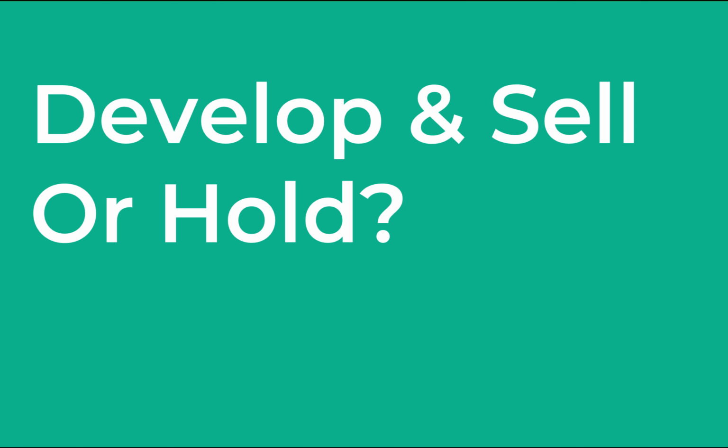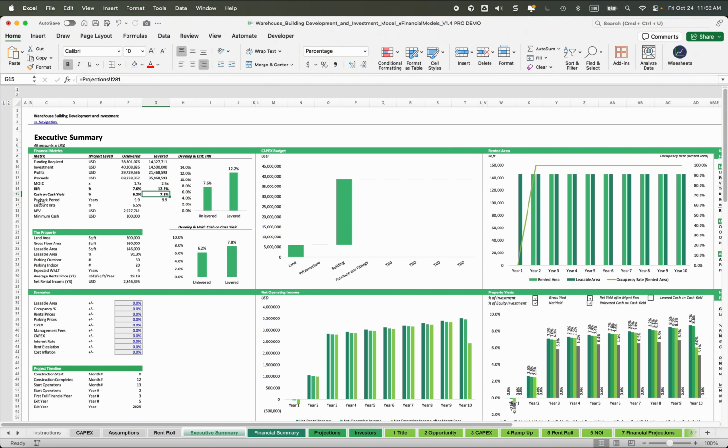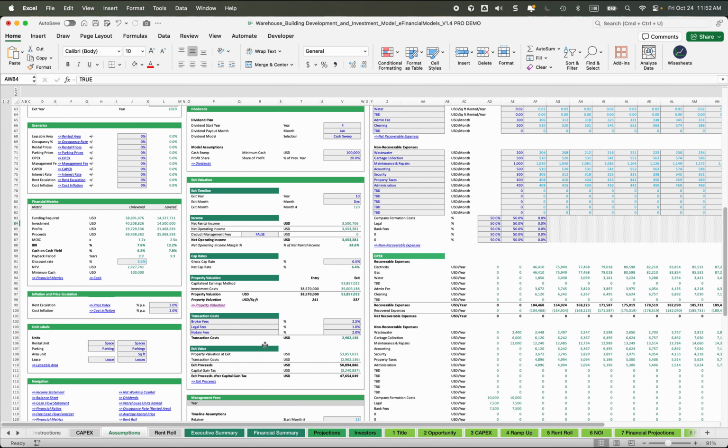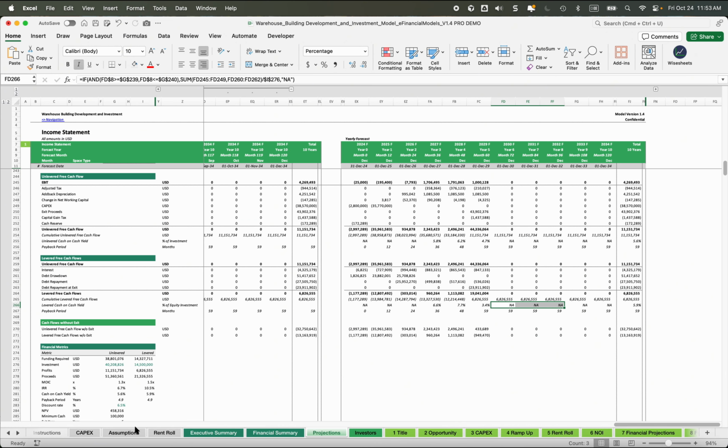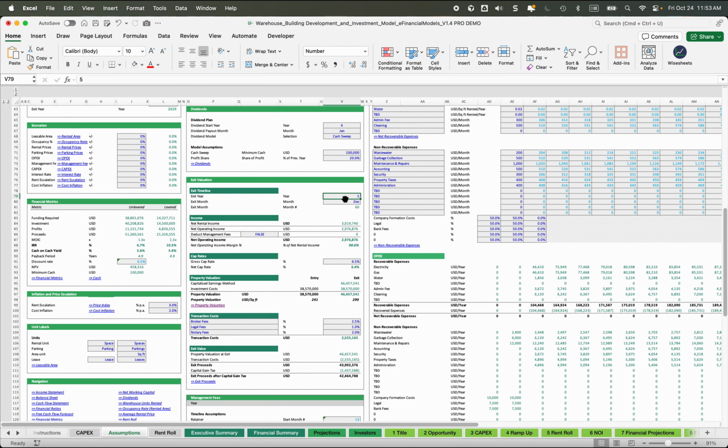Now let's look at scenarios. One scenario is: are we going to develop and sell, or develop and hold? Let's look at our business case. Basically, IRR is for develop and sell, and cash on cash is for develop and hold. What we're going to do first is study how the IRR changes if you, for instance, exit a bit earlier. We change the exit year: instead of exiting in year 10, we exit already in year 5.